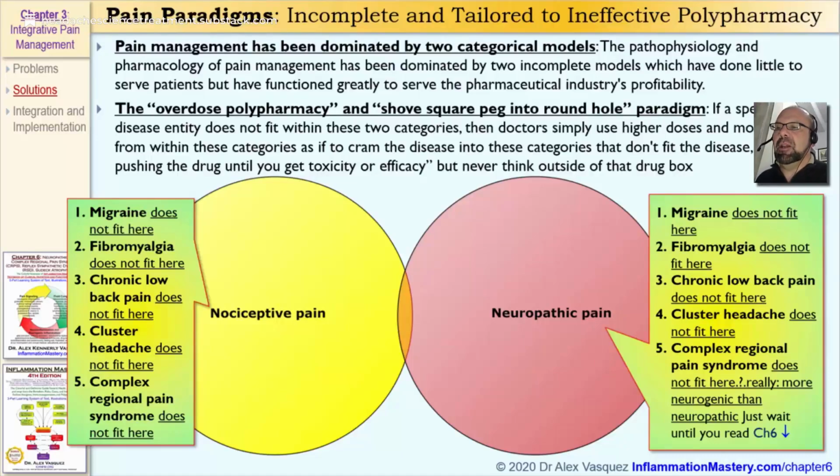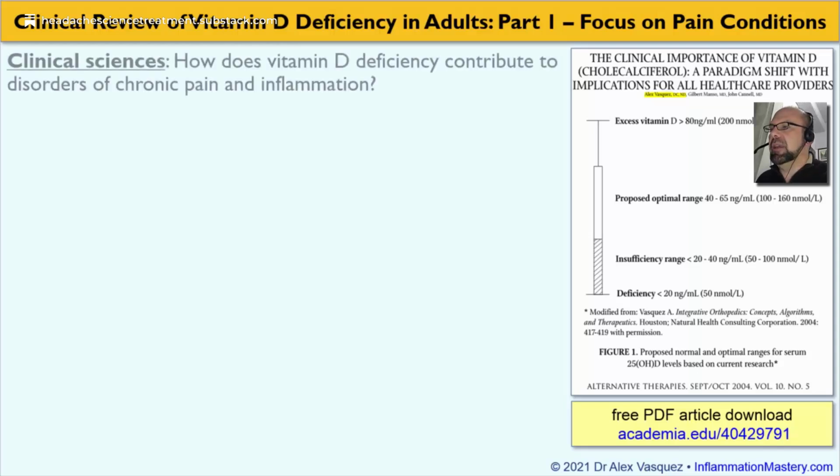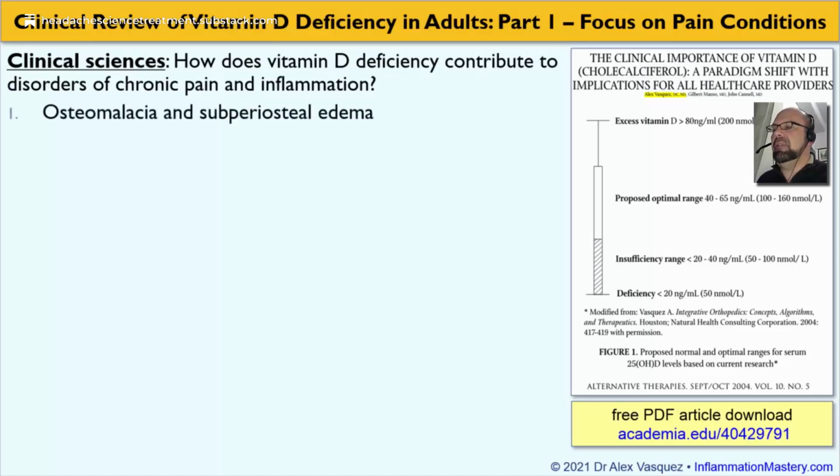Because the way that most medical physicians are taught to manage pain is to look at it from a nociceptive perspective or a neuropathic perspective. And vitamin D deficiency isn't nociceptive and it's not neuropathic. So let's just include that in our mix of considerations as we now go on to get closer to talking about those mechanisms. So how does vitamin D deficiency contribute to disorders of chronic pain and inflammation?